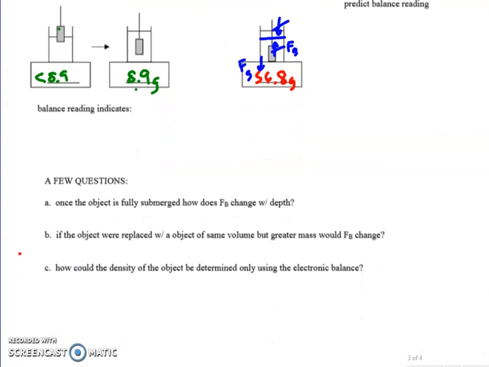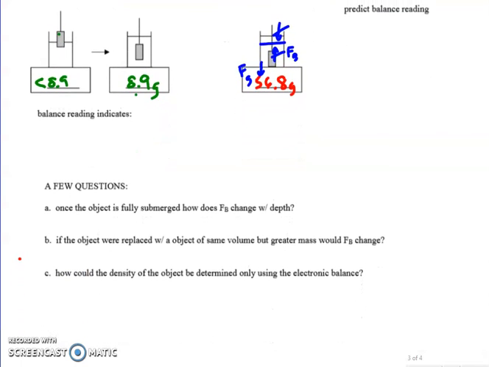Now, let's get back to our original goal here. Let's figure out the density. So the density of this is going to be the mass divided by volume. We know that the mass is 56.8 grams, whether we read it directly sitting on the bottom of the cup or in an initial one. So where do we get the volume? Well, we're going to get the volume from this measurement here.